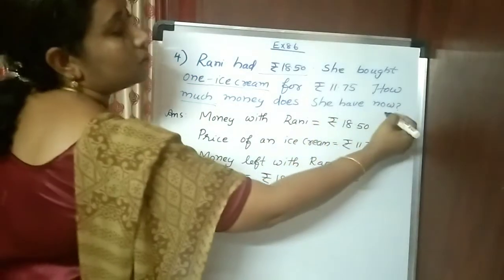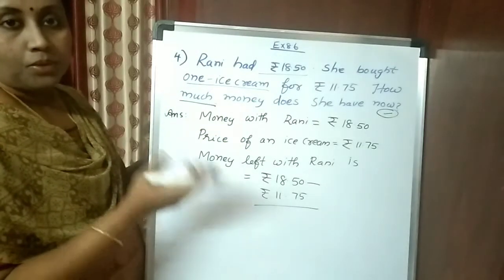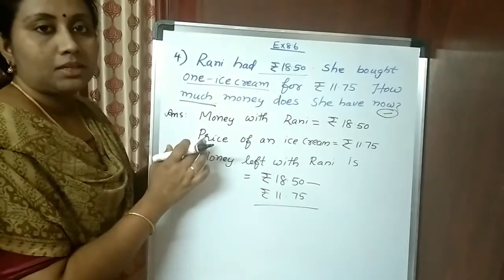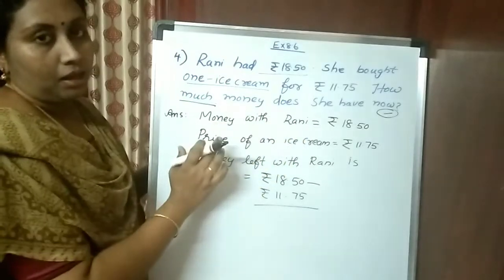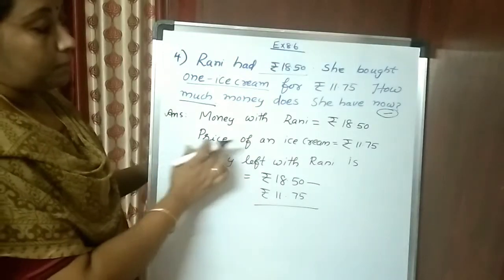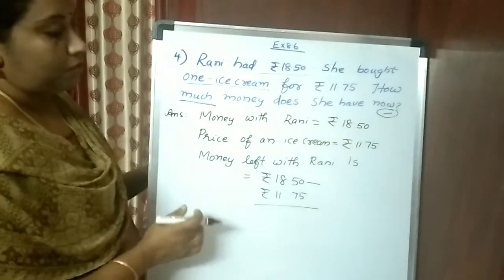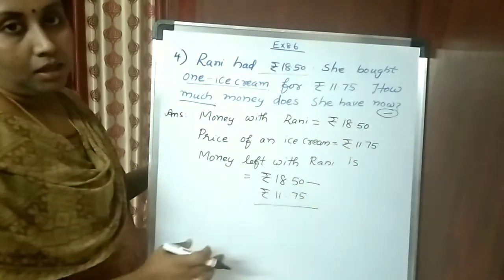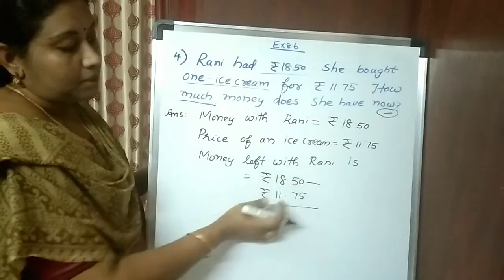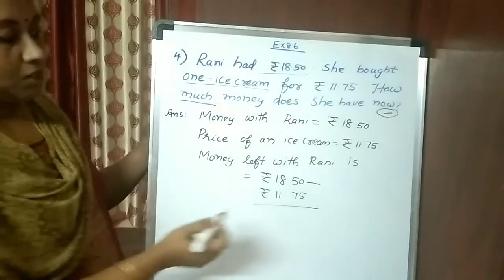So here also you subtract the given numbers. How much money? This is the keyword. So you subtract the given numbers. So what is the first step? Which are the given things? Those are the steps. Money with Rani, 18 rupees 50 paise. Then price or cost of an ice cream is rupees 11 and 75 paise. Money left with Rani. Here you subtract the given numbers. 18 rupees 50 paise minus 11 rupees 75 paise. So what is your answer?